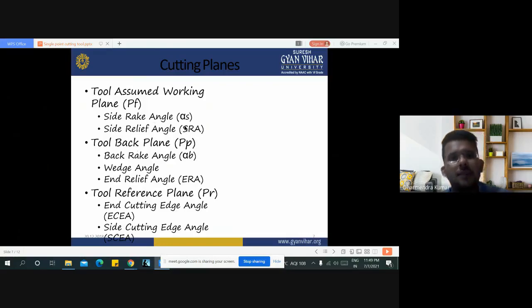These are the planes, like side rake angle, side relief angle. On the back plane there are three angles associated: back rake angle, wedge angle, end relief angle. And on the surface of the tool reference plane, the end cutting edge and the side cutting edge are associated.